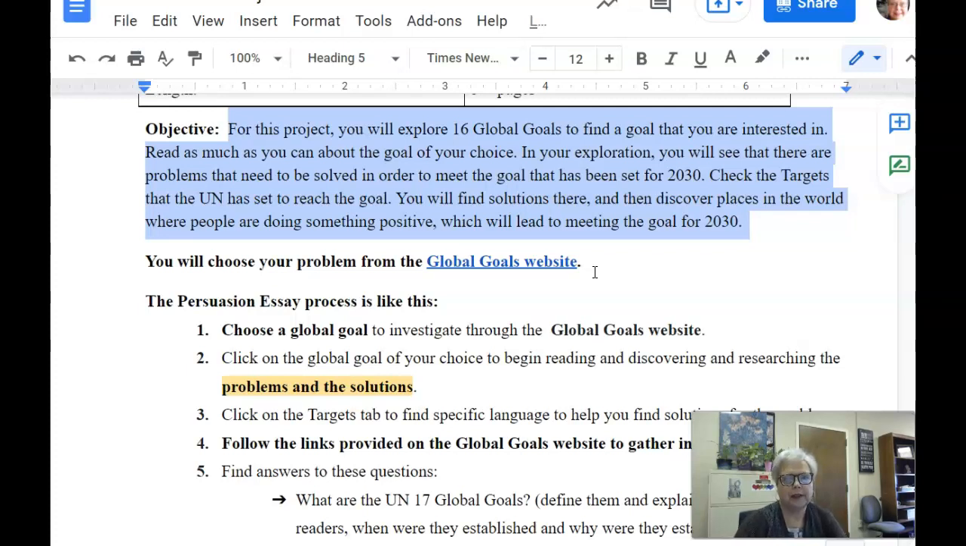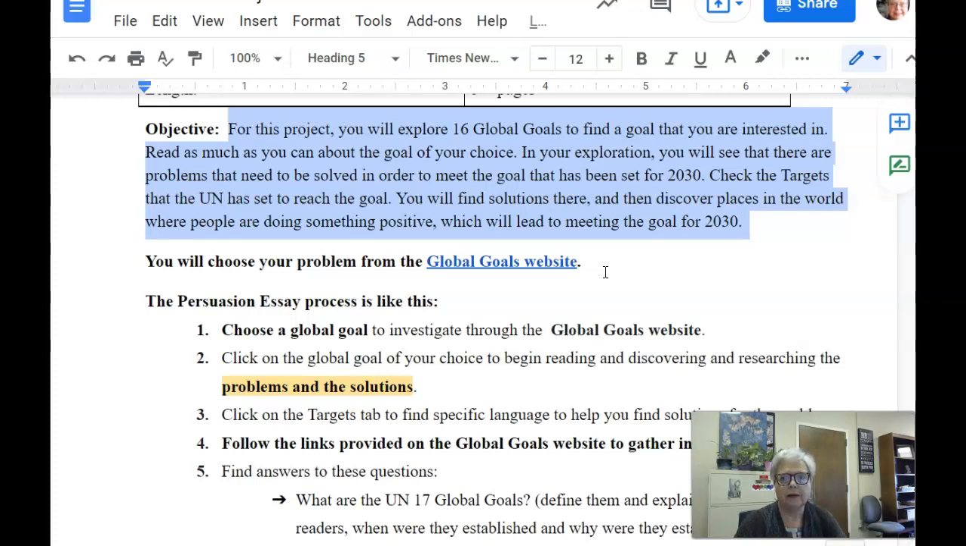So in the problem solution paper, the problem is, sorry about that, I lost my train of thought. The problem is what the goal addresses. So if the goal is no poverty, then of course the problem is poverty. And so that's the problem, and you're going to have an opportunity to write about that problem.